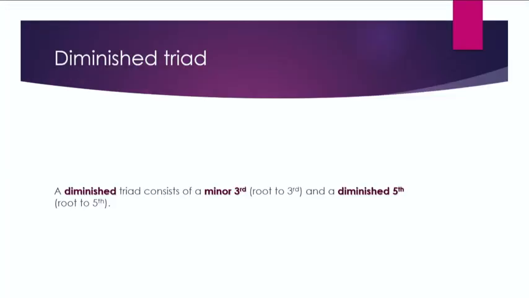And then a diminished triad is where you have a minor third at the bottom and a diminished fifth above it. So let's try C again. C to E flat is a minor third. We've already discussed that in the minor chord. And C to G flat is a diminished fifth. So a diminished chord on C would be C, E flat, G flat. That is how you would have the diminished chord.